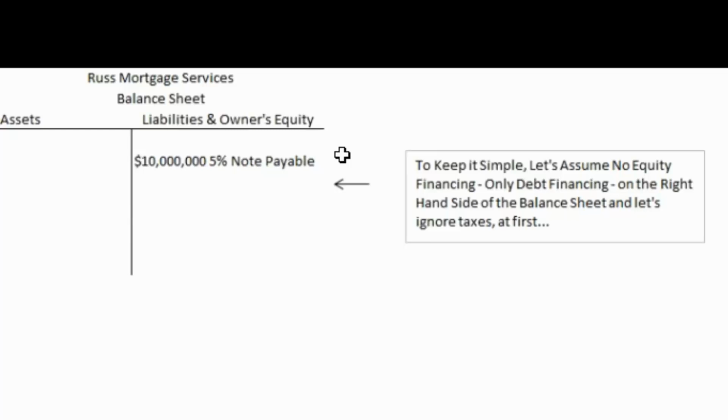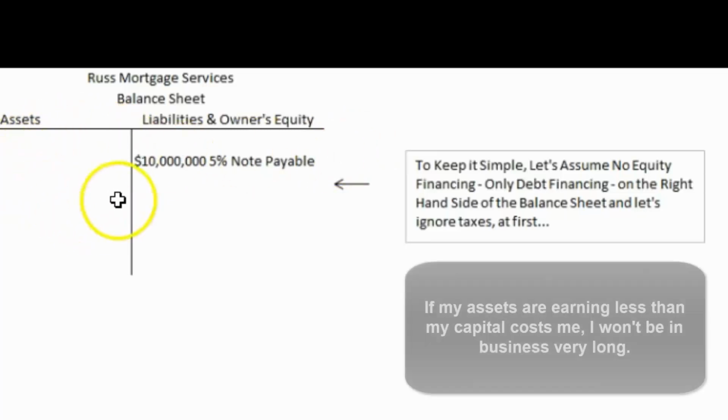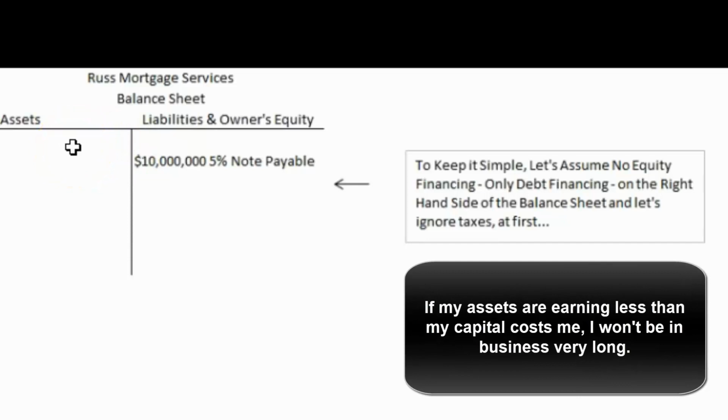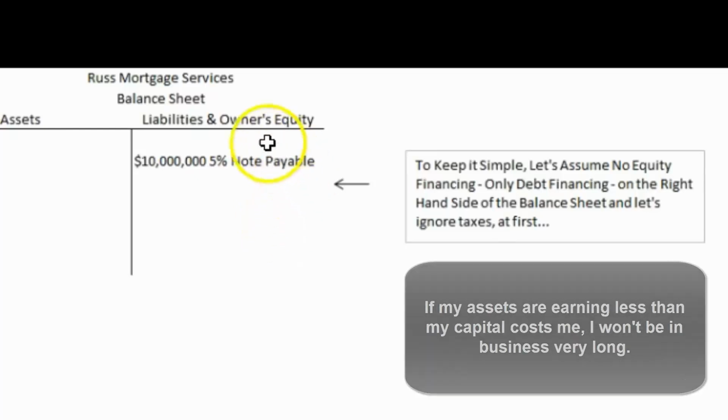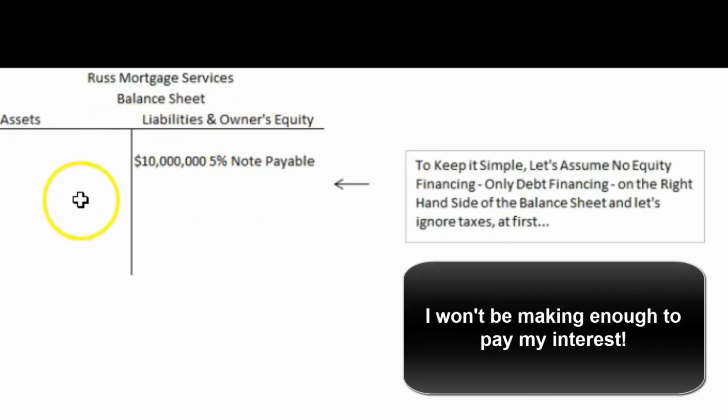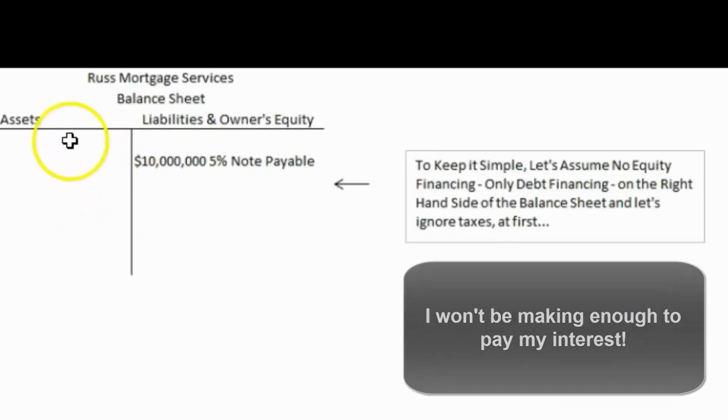So if some student comes in and wants to borrow money from me and pay me 4% interest, do I put a note receivable on my books for 4% when my money costs me 5%? And the answer is no. If my money costs me 5%, I've got to earn at least 5% on any asset I put on the left-hand side of the balance sheet.